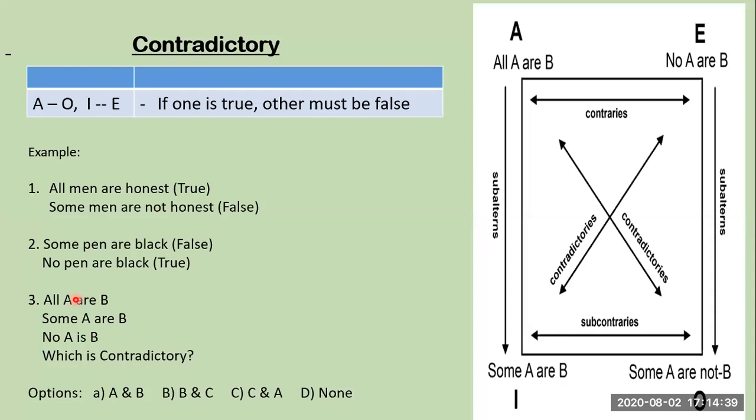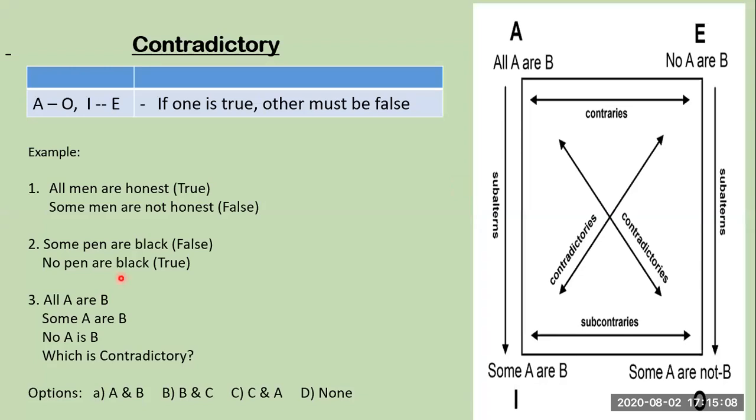So they are given three statements, and you need to find out which statements are contradictory in nature, which are opposite to each other. We'll see the first one, all. The opposite should be some not, but there is no option called some not here. And the second one, some are A or B. Some means I, and you can see the third one is no. So some's opposite is no. So your answer should be B and C.